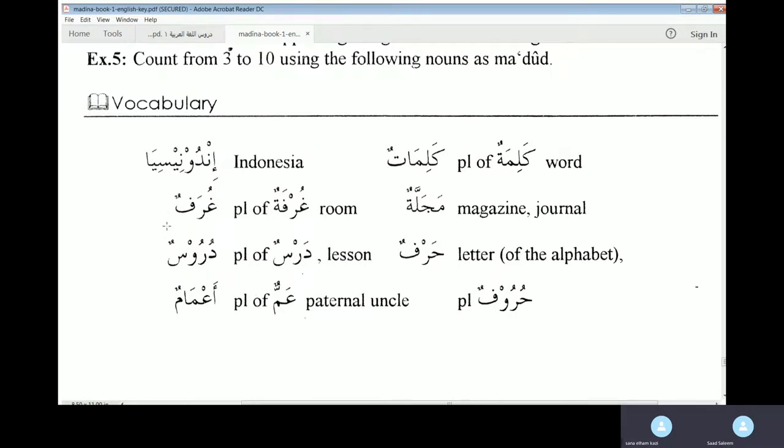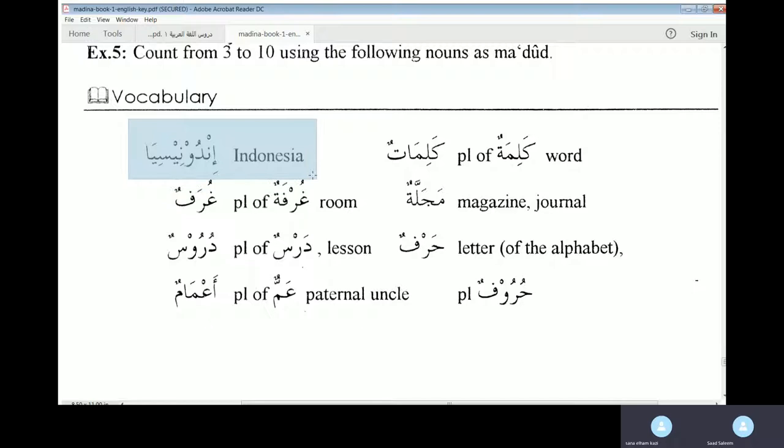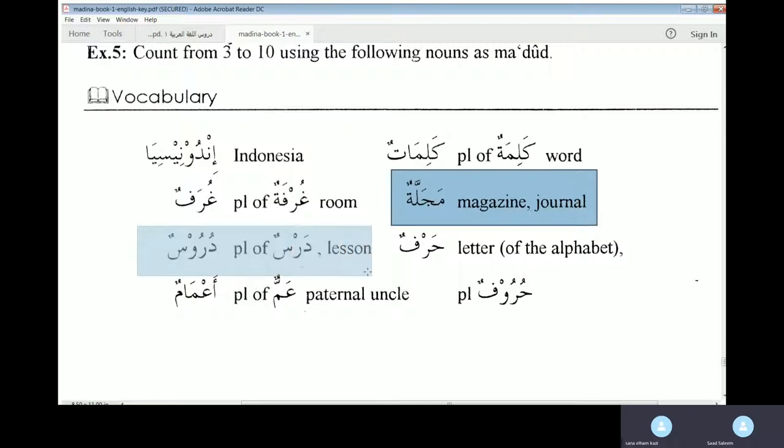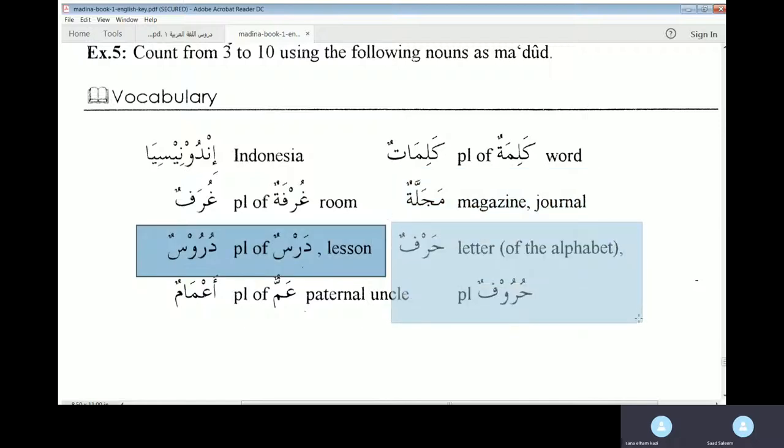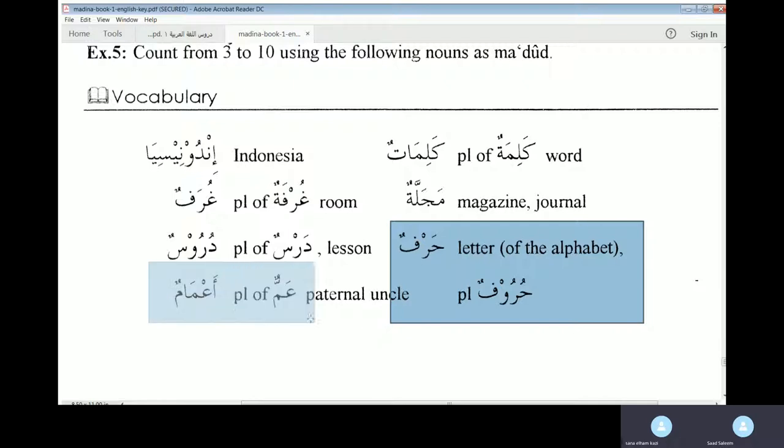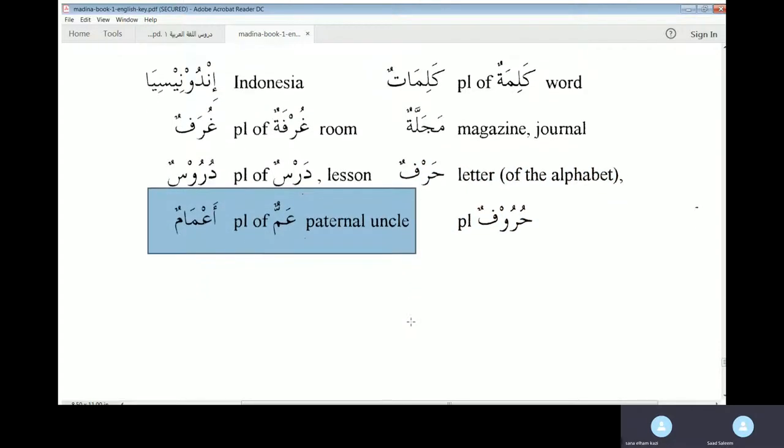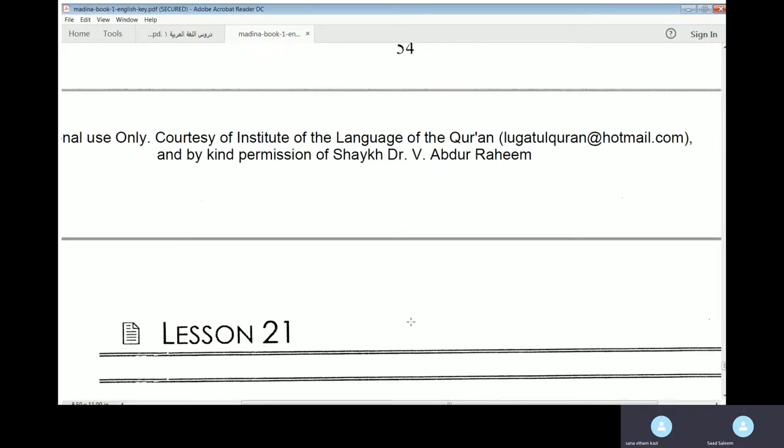Vocabulary. Kalimatun is word, plural kalimatun. Ghurfatun is room, plural ghurafun. Majallatun, magazine. Darsun is lesson, plural durusun. Harfun is a letter of the alphabet, plural huruf. Ammun is paternal uncle, plural a'mamun, paternal uncles.